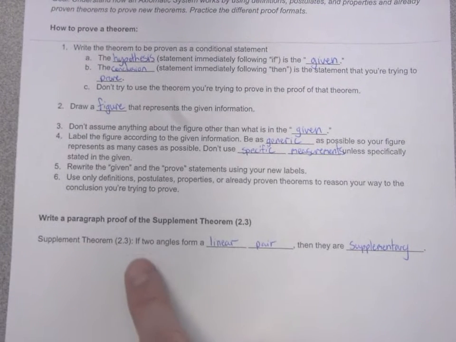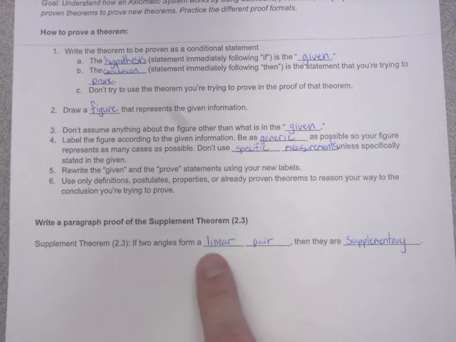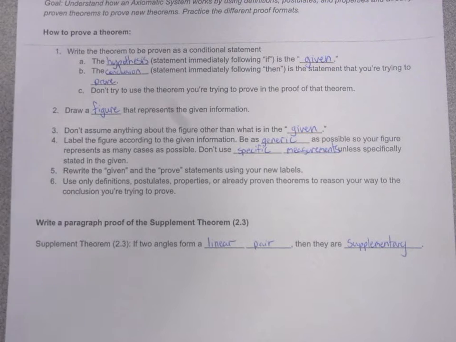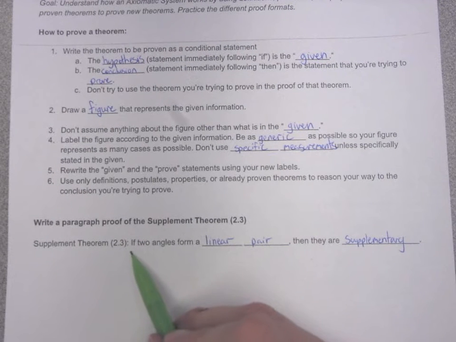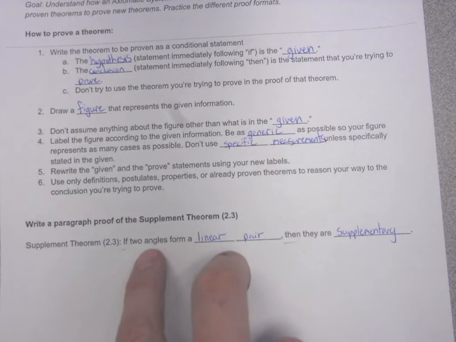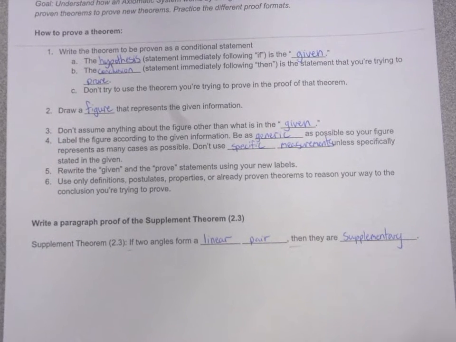Let me give you a quick example of a theorem. This is one of the theorems we're going to prove today. If two angles form a linear pair, then they are supplementary. Notice that the theorem is like a conditional statement. In other words, it's an if-then.